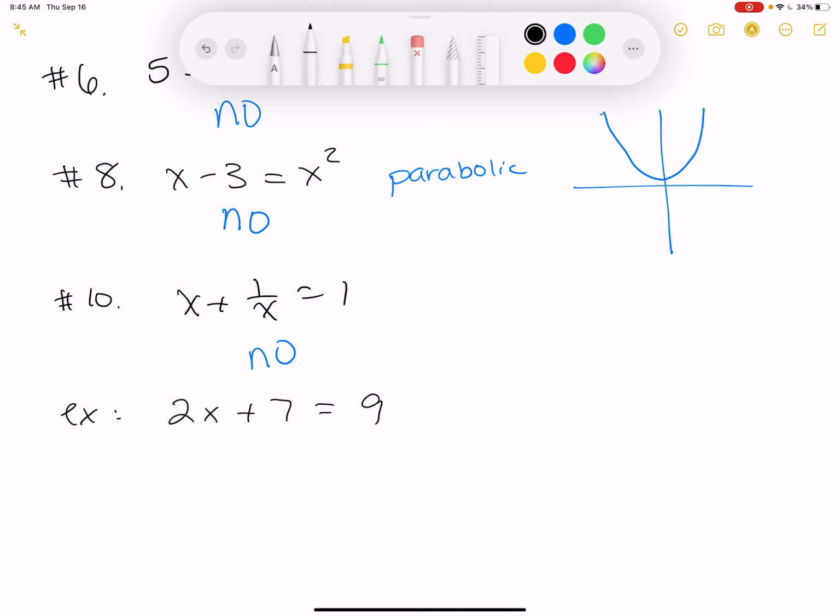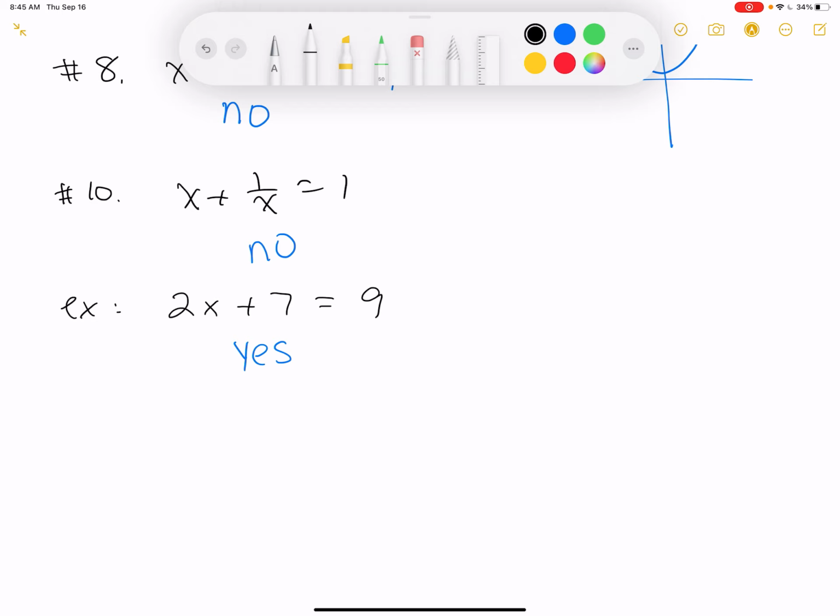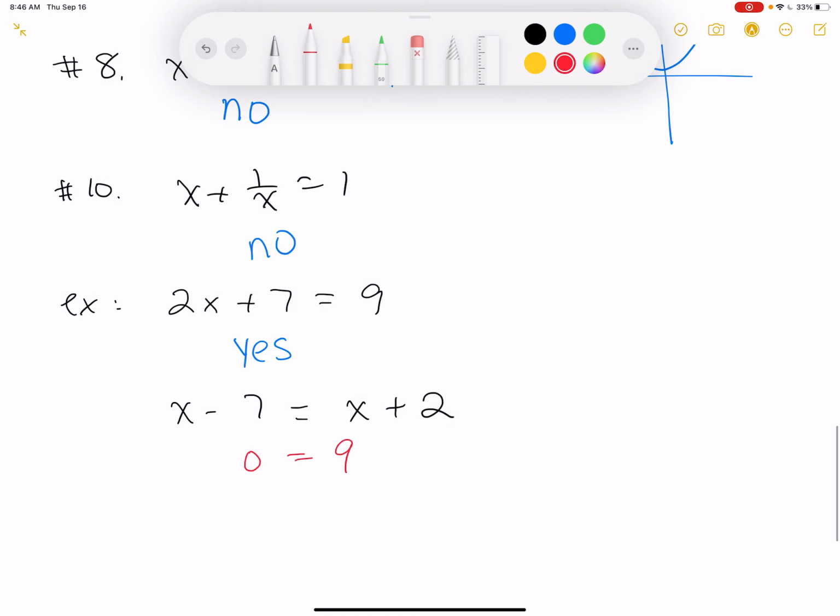How about this one? Yes. That'd be a line. How about this one? Oh, I forgot the equals 9. No. Yes. Why? Because there's two x's. Well, if you move the x over, you'd be subtracting the x. It has to be 5. Is that a line? No.